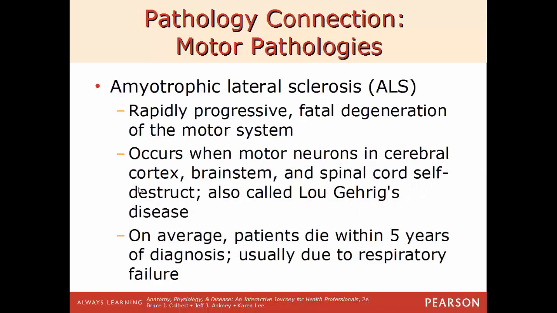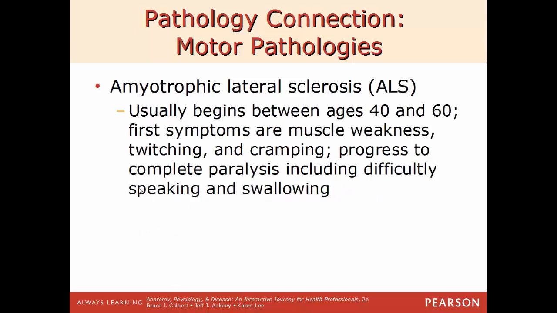Next one, ALS, amyotrophic lateral sclerosis, or Lou Gehrig's disease, is a rapidly progressive and fatal degeneration of the motor system. It occurs when motor neurons in the cerebral cortex and the brainstem and the spinal cord basically self-destruct. And on average, a person will die within about 5 years of diagnosis, usually due to respiratory failure. This will usually begin between the ages of 40 and 60. The first symptoms will appear as muscle weakness, twitching, cramping. This will progress to a complete paralysis, including difficulty even speaking or even swallowing.